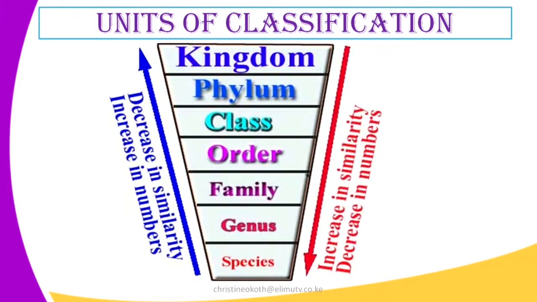So those are the units. The biggest one is the kingdom, then it goes down to phylum. So it decreases in similarity and increases in the number of species. So we first start with the kingdom, which is the biggest class. Then we go to phylum, class, order, family, genus, and species is the specific organism.